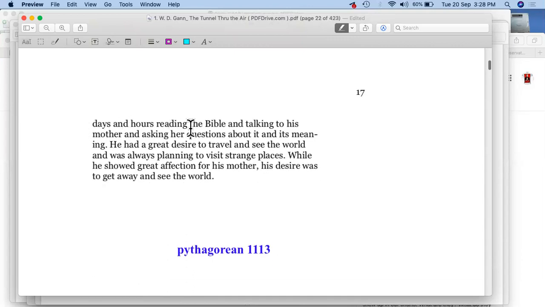Days and hours reading the Bible and talking to his mother and asking her questions about it and its meaning. He had a great desire to travel and see the world and was always planning to visit strange places. While he showed great affection for his mother, his desire was to get away and see the world. So he wanted to visit the world. Probably this is what has been written. And he had a great affinity for his mother, and he read a lot, day and night reading the Bible. So these three important things have been given.